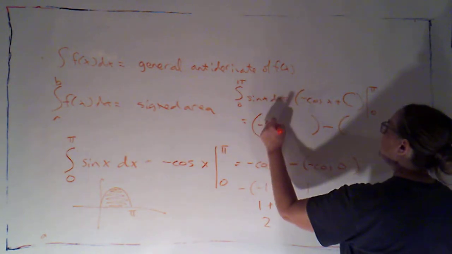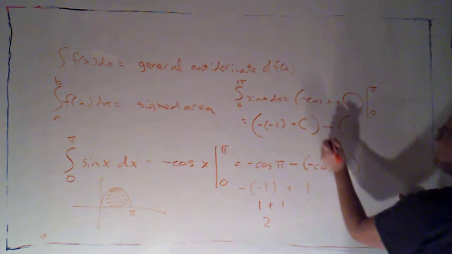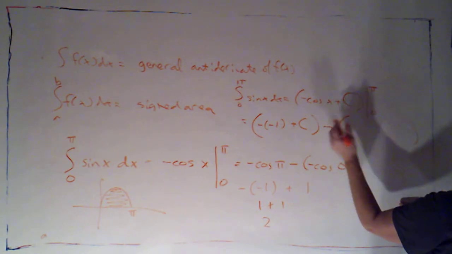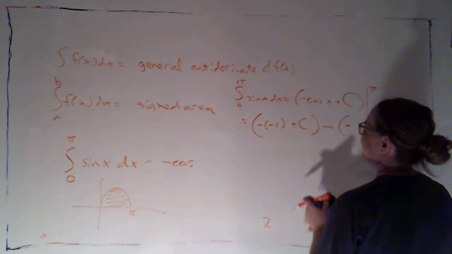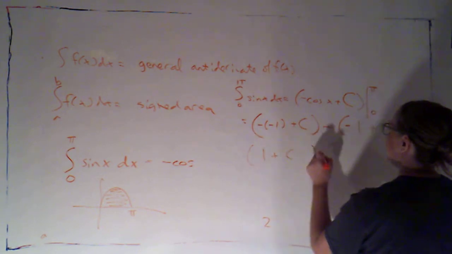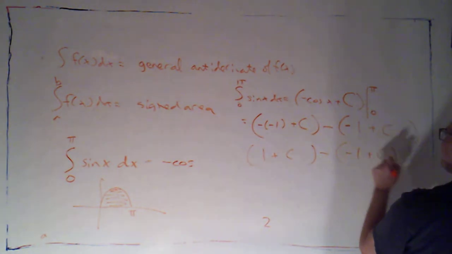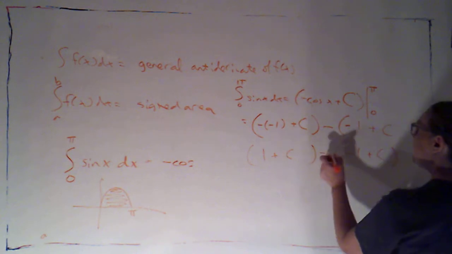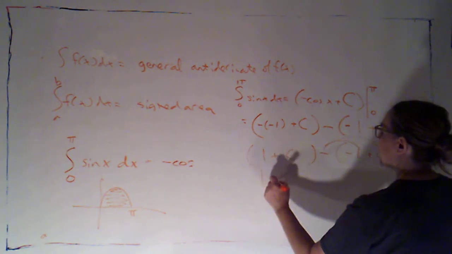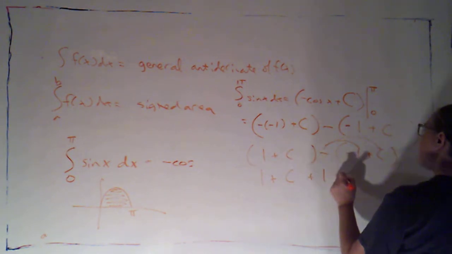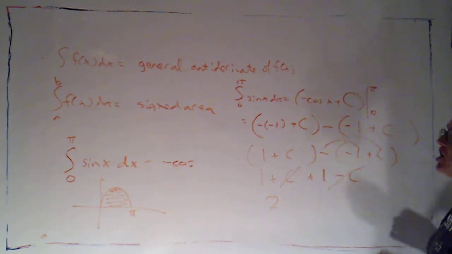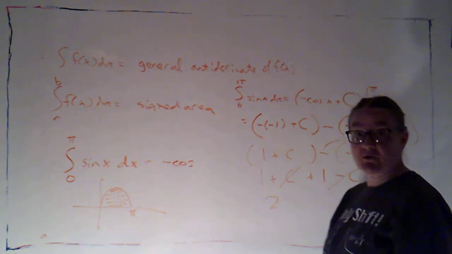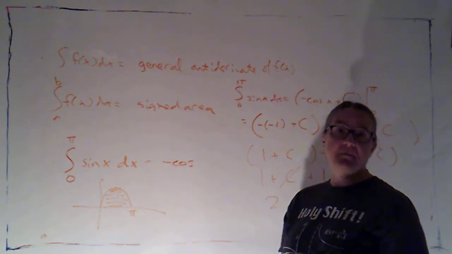So that would be negative, negative 1 plus c minus negative 1 plus c. Awful lot of negatives in here. So let's see, this would become just 1 plus c minus negative 1 plus c. Okay. Now I'm going to distribute that negative. So I get 1 plus c plus 1 minus c. Those c's cancel. Okay. So any antiderivative can be used in the fundamental theorem.